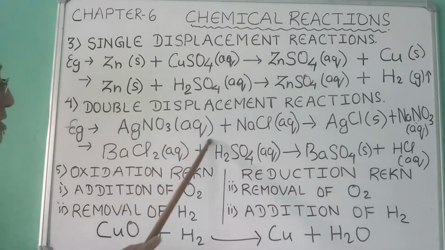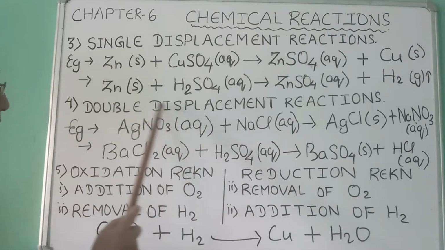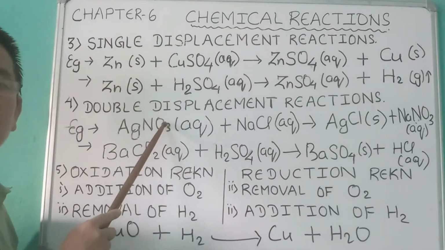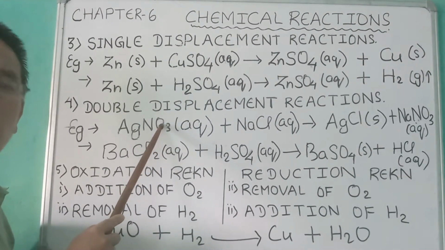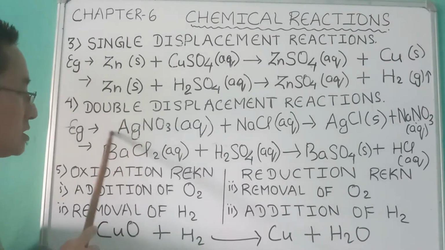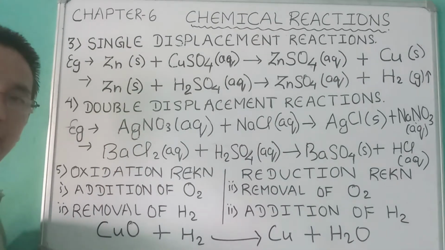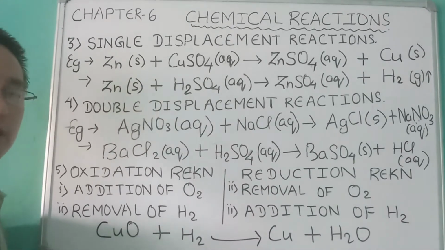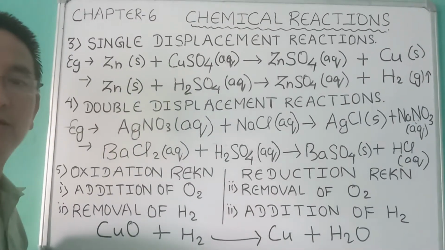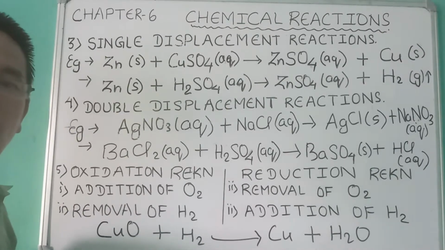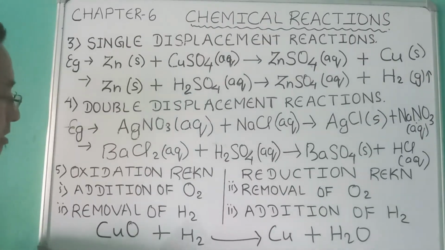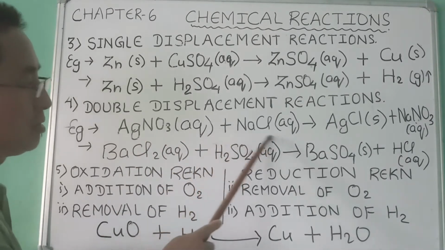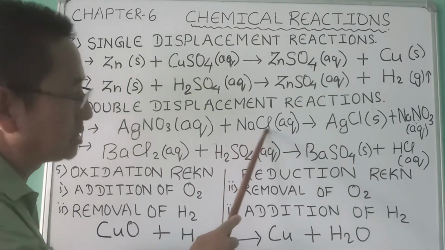Here silver nitrate solution. This silver nitrate solution is used for the analysis of chloride ions or chloride salt. Whenever this silver nitrate solution reacts with chloride salt or dilute hydrochloric acid, it gives white precipitate of silver chloride. For example, silver nitrate solution reacts with sodium chloride, a chloride salt.